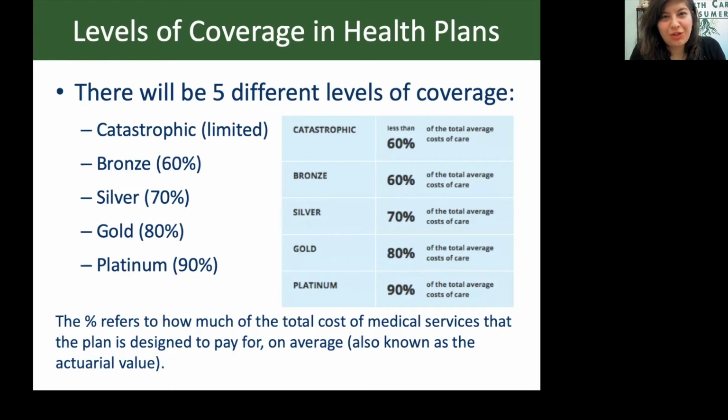I wanted to talk about getting into the details of the actual health plans. So again, we're on the marketplace. We're looking at the variety of plans that are available, and they're going to be categorized in 5 different levels of coverage: catastrophic, bronze, silver, gold, and platinum.